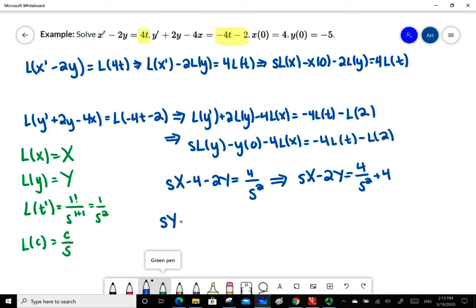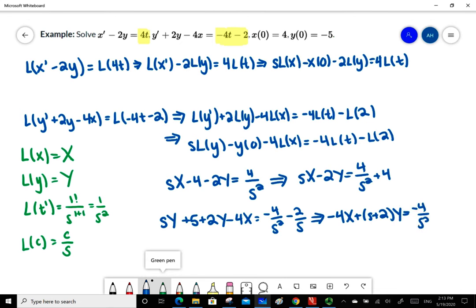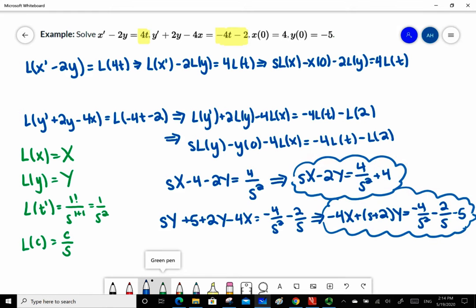And sY plus 5 plus 2Y minus 4X equals negative 4 over s squared minus 2 over s. So negative 4X plus (s plus 2)Y is negative 4 over s squared minus 2 over s minus 5. Again, we've reached an algebraic system that we can solve by whatever method we prefer.